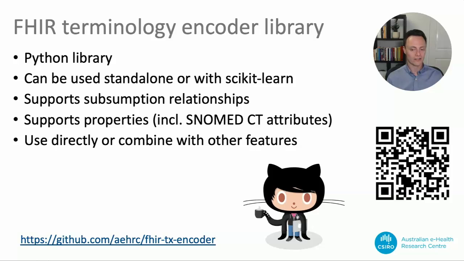The encoder returns a multi-hot sparse vector, which you can then combine with other features, as we showed in our previous example of combining the subsumption hierarchy with natural language embeddings. You can follow the link or scan this QR code to find out more.